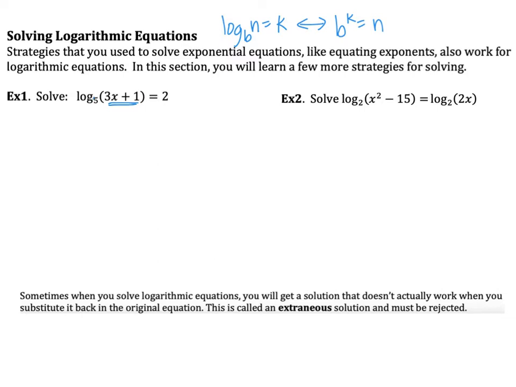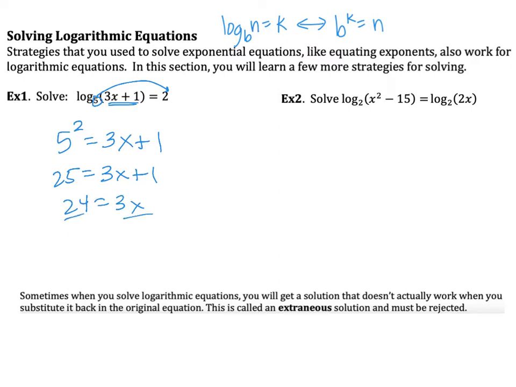I see I have a 5 here, that's my base. So 5 to the power of 2 equals 3x plus 1. Now I have just a basic algebra problem. So 5 squared is 25 equals 3x plus 1. Subtract 1 from both sides, divide by 3, I get x equal to 8.